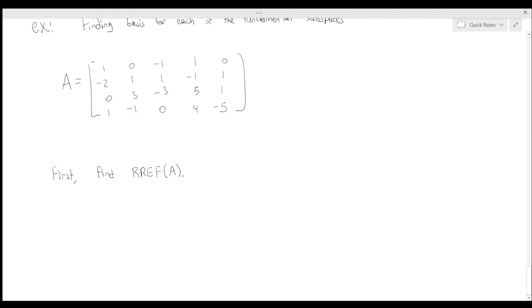Now, in the interest of time, I'm going to go ahead and just skip to the result. So I'm not going to do all the row operations. But if you did all the row operations, you would find that the reduced row echelon form looks like this. Okay?